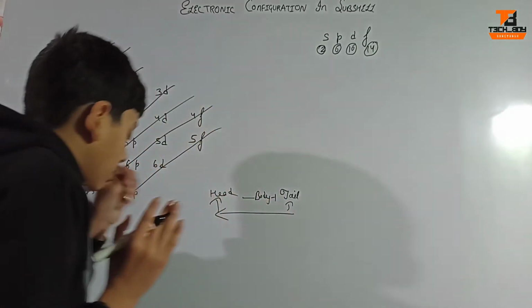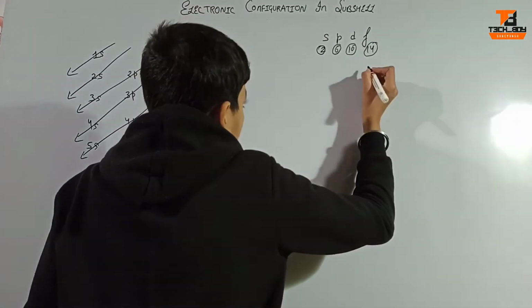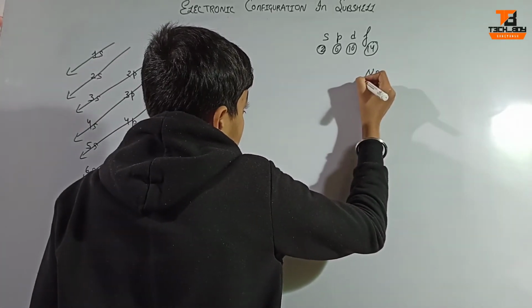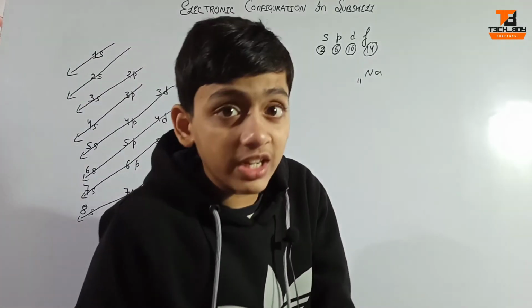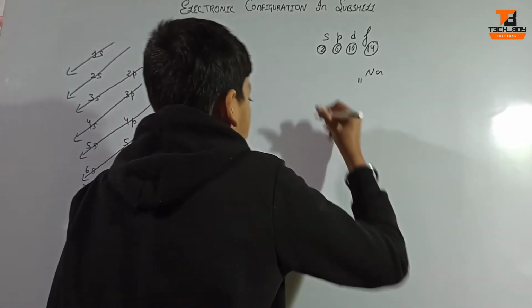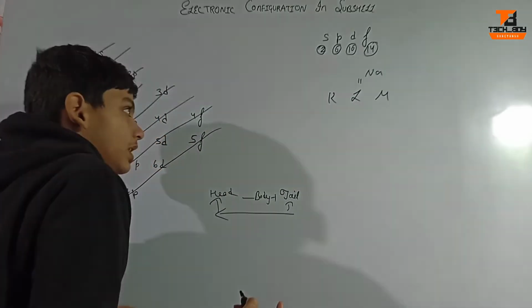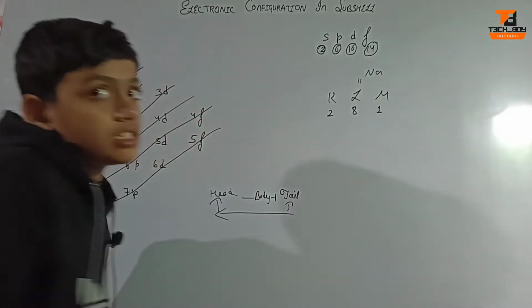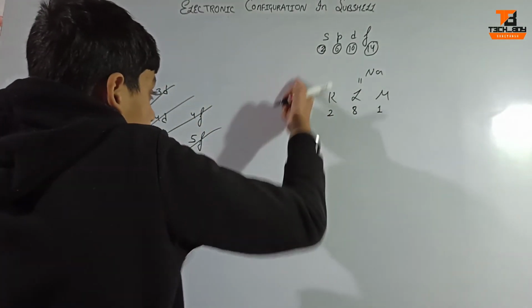Now taking the example of sodium first. Na has atomic number 11, and you should all know that we do electronic configuration according to the atomic number. So first we do it in shells: K, L and M, so 2, 8 and 1.